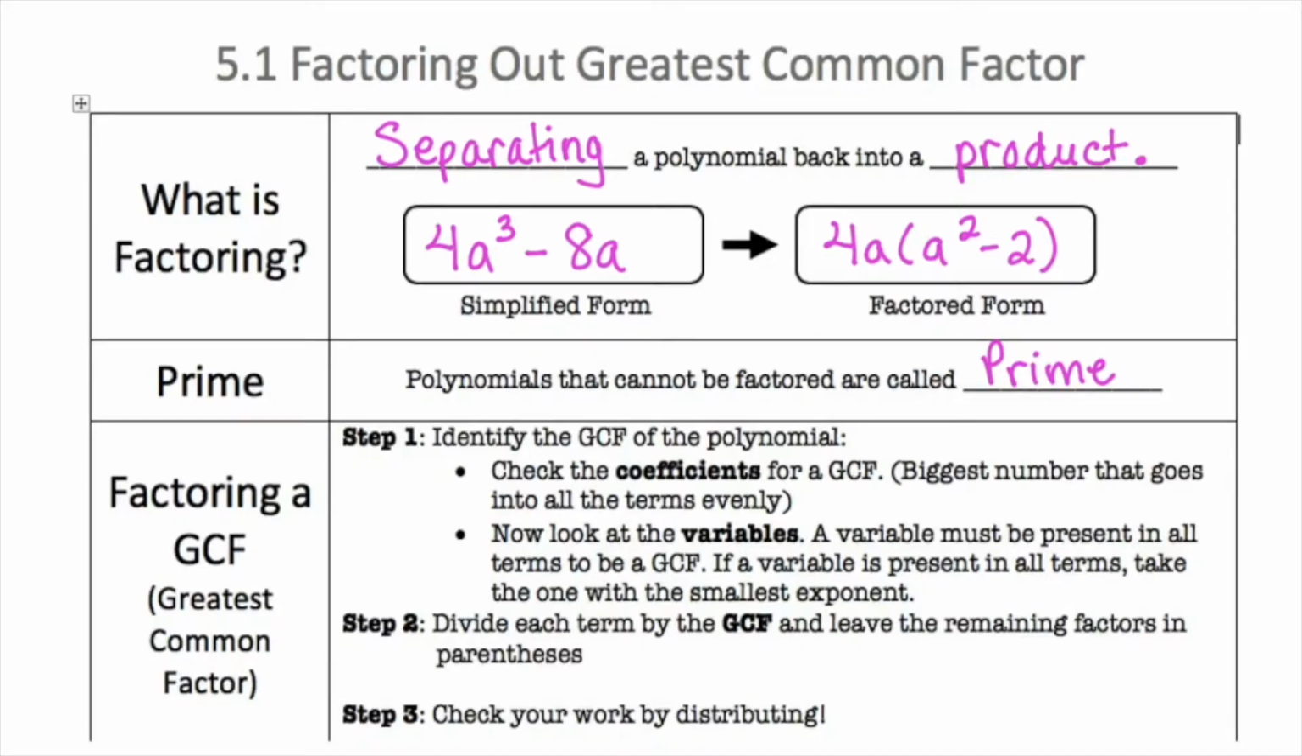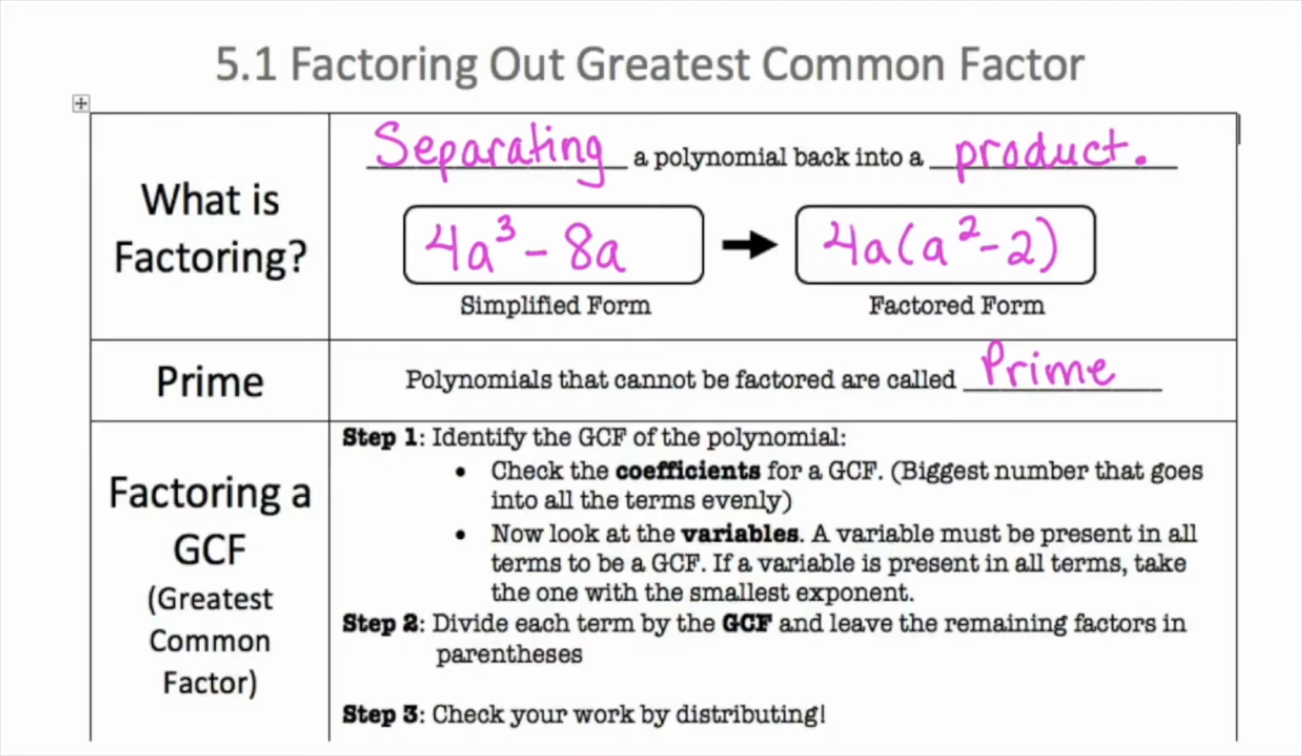So then, step 2 says divide each term by the GCF and leave the remaining factors in the parentheses. So the way that you do that is you have to divide the 4 out of both terms, and then you have to divide the a out of both terms. And when you divide that out, whatever is left over stays inside. And you can always check your work by redistributing that back in.